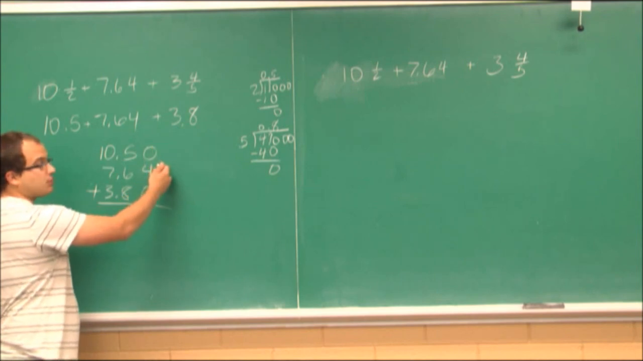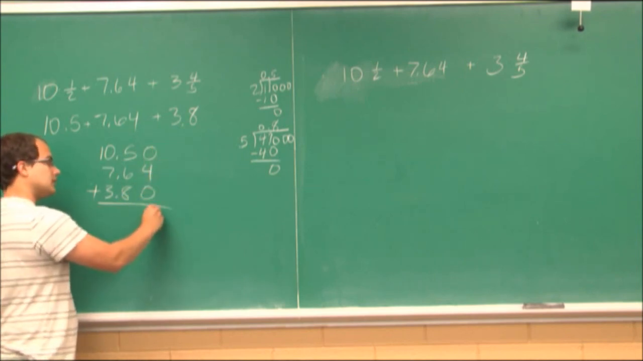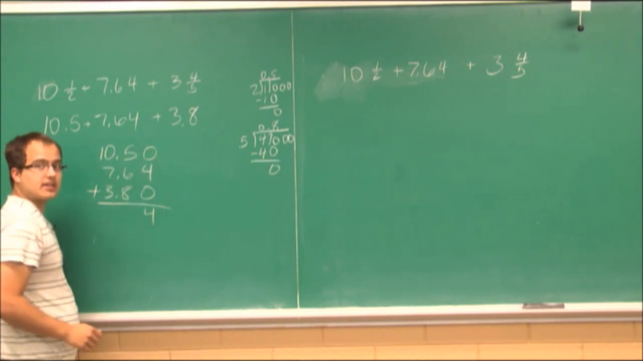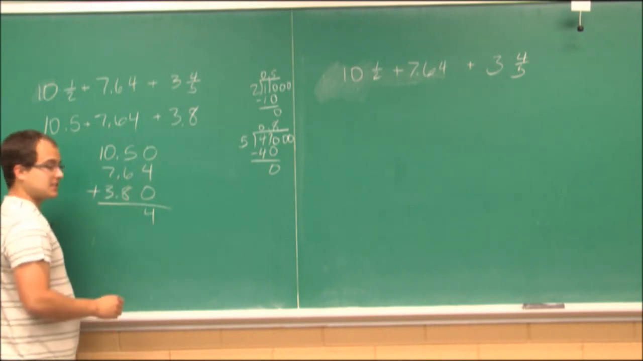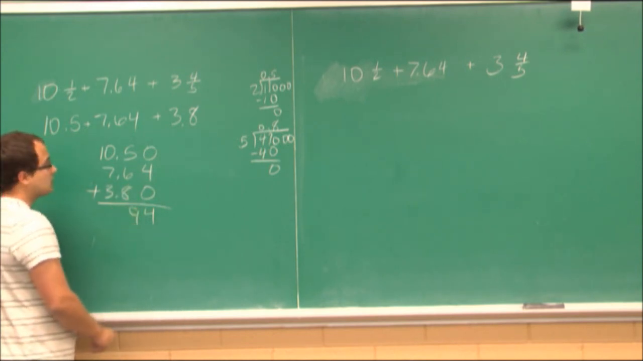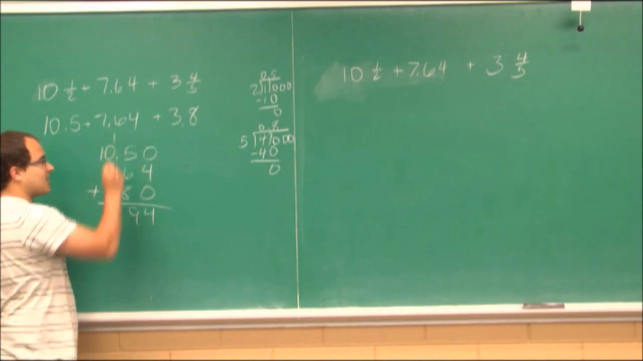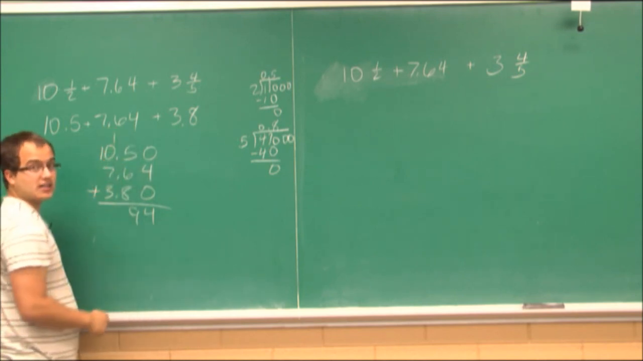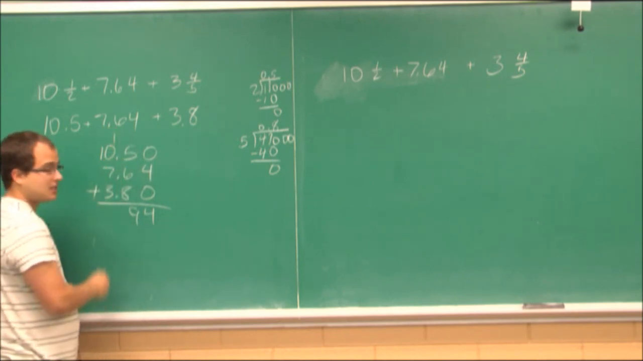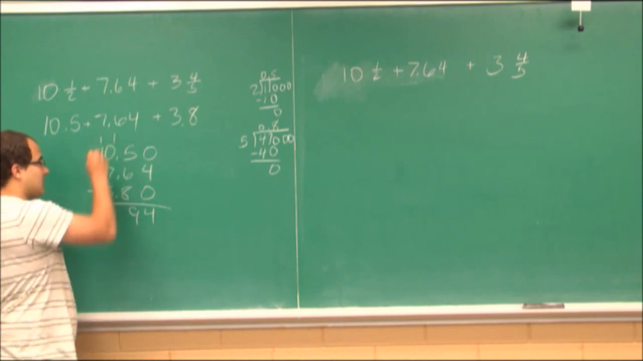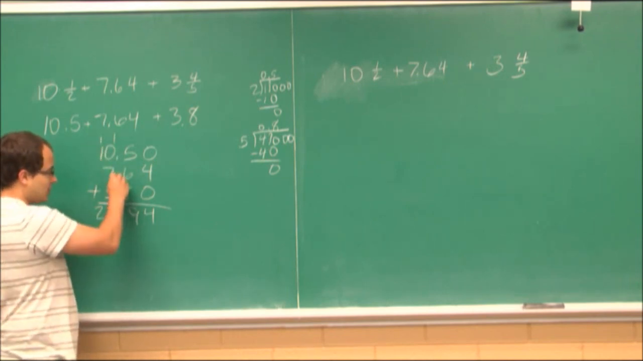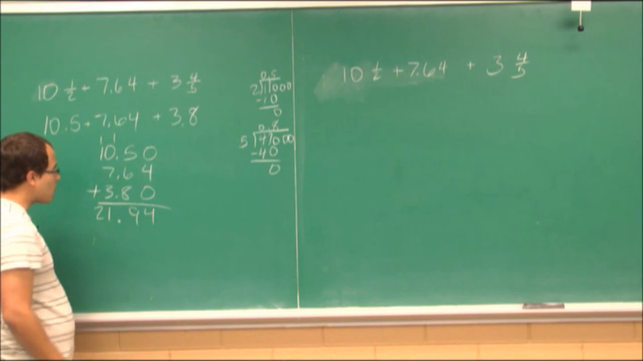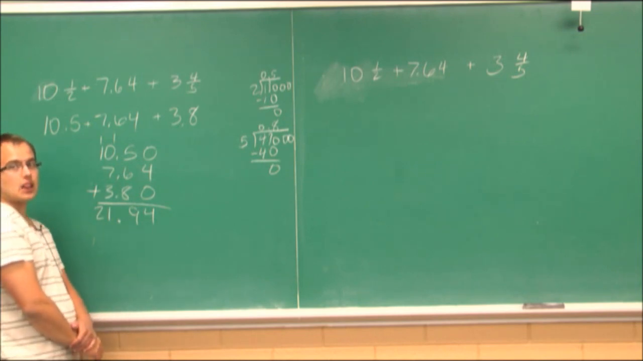Then you just add 0 plus 4 is 4, plus 0 is 4. 5 plus 6 is 11, plus 8 is 19, carry the 1. Write down the 9, carry the 1. 1 plus 0 is 1, plus 7 is 8, plus 3 is 11, carry the 1. 1 plus 1 is 2, drop your decimal place down. So 21.94 is our final answer.